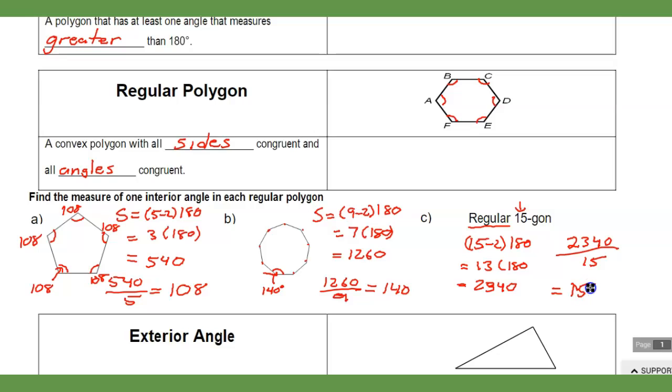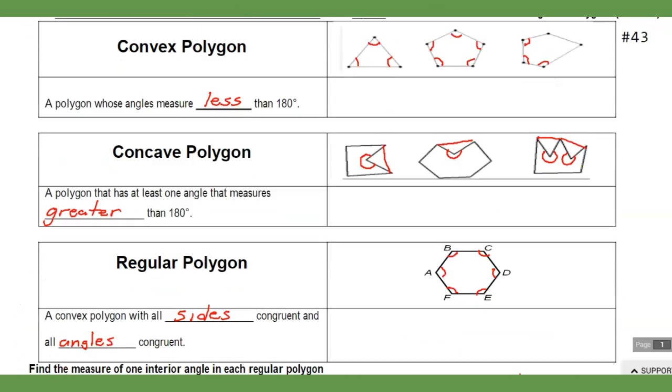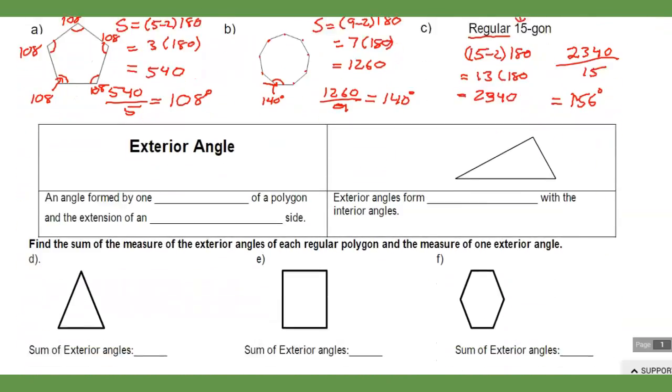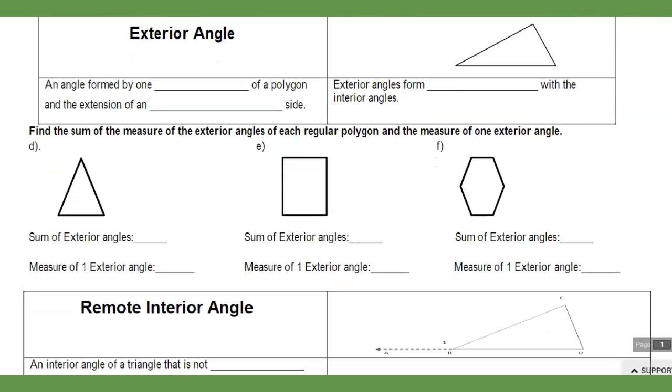Now, each one of these came out to an integer whole number, but these can be decimals as well. It doesn't have to be a perfect number like that. All right, so that's a little review from yesterday and the difference between the convex and concave. Okay. Let's look at something called exterior angles.